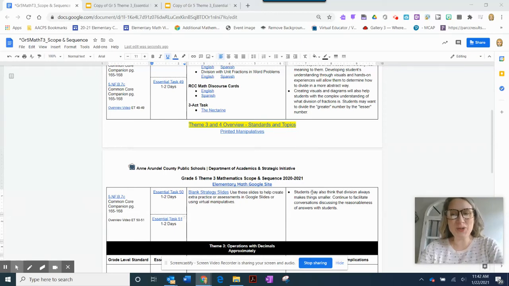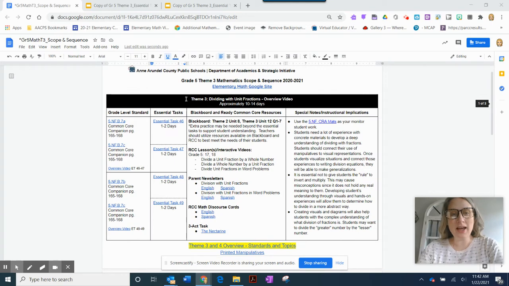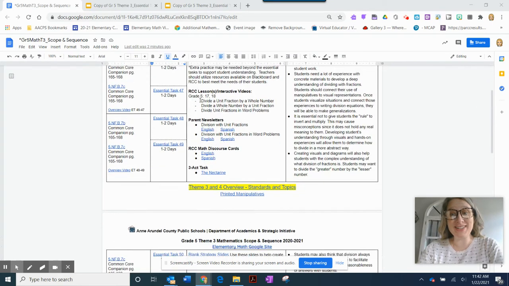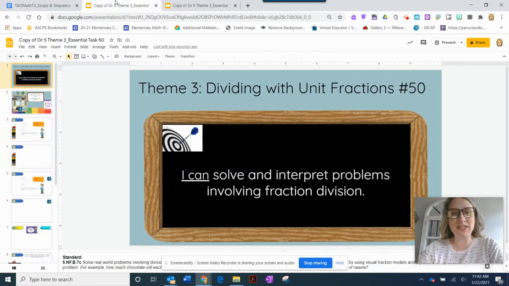Hi, grade 5 teachers. We are going to look at the very last two essential tasks from this first topic in theme 3, dividing with unit fractions. These two tasks are all based on 5NF-B7C. So let's dive in.